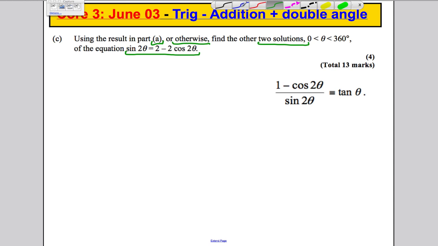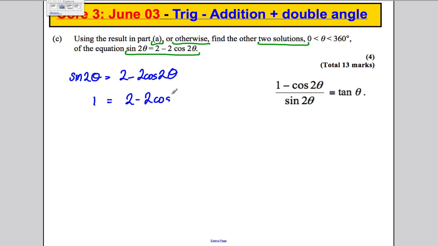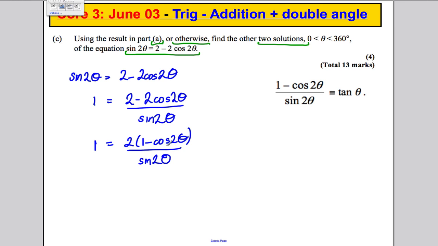Okay, so let's work with what we've got here. We've got sine 2 theta is 2 subtract 2 cos 2 theta. Okay, so what if we divided both sides by sine 2 theta? I would get 1 is equal to 2 subtract 2 cos 2 theta over sine 2 theta. Okay, what if I factorise the 2 from the top? And what if I divided both sides by the 2? I would get a half is equal to 1 minus cos 2 theta over sine 2 theta.